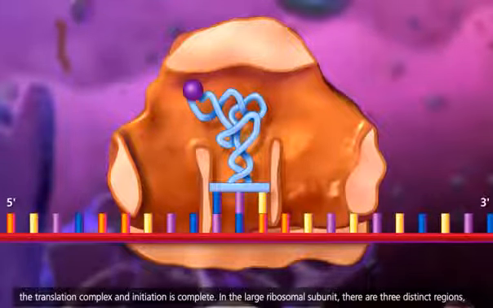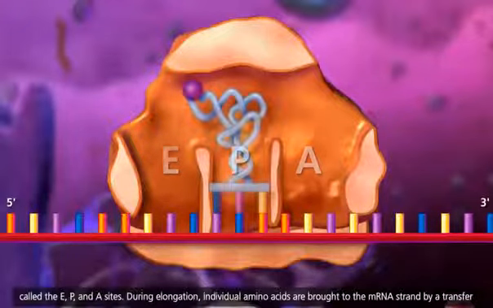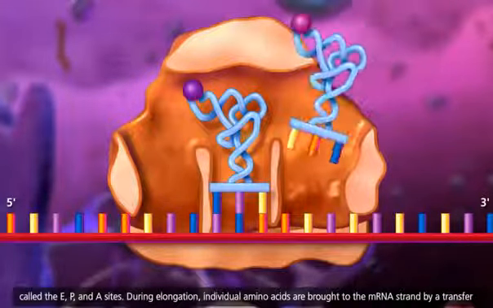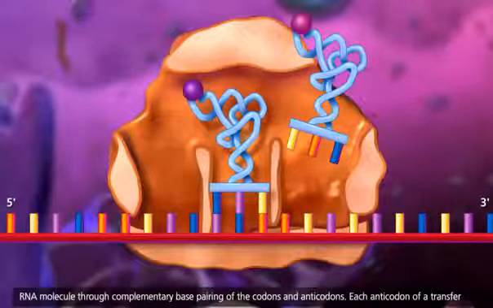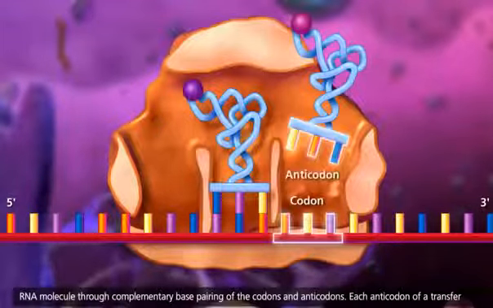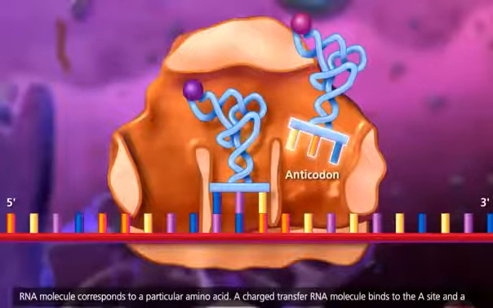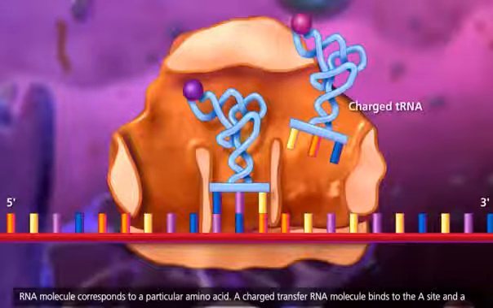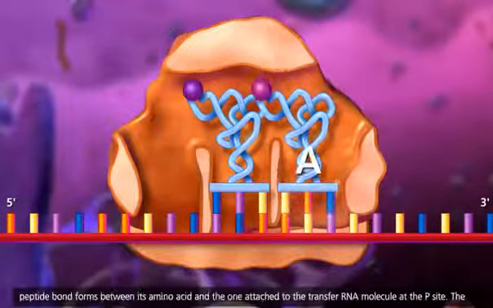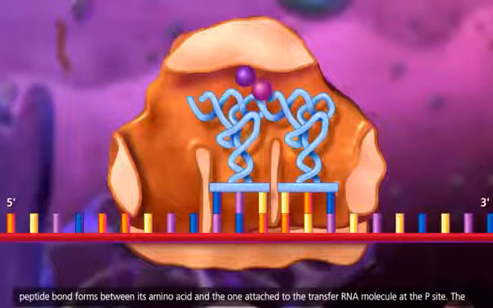In the large ribosomal subunit, there are three distinct regions called the E, P, and A sites. During elongation, individual amino acids are brought to the messenger RNA strand by a transfer RNA molecule through complementary base pairing of the codons and anticodons. Each anticodon of a transfer RNA molecule corresponds to a particular amino acid. A charged transfer RNA molecule binds to the A site, and a peptide bond forms between its amino acid and the one attached to the transfer RNA molecule at the P site.